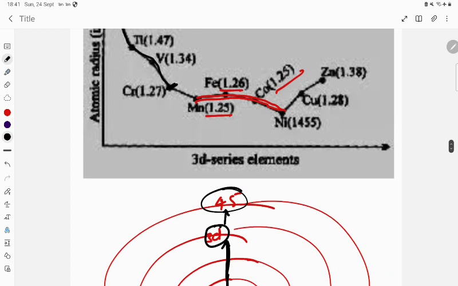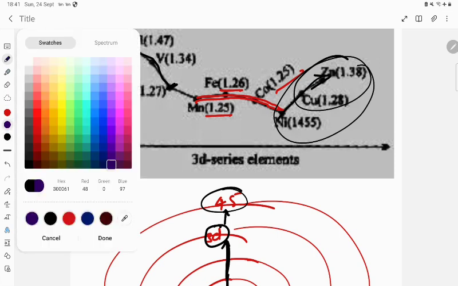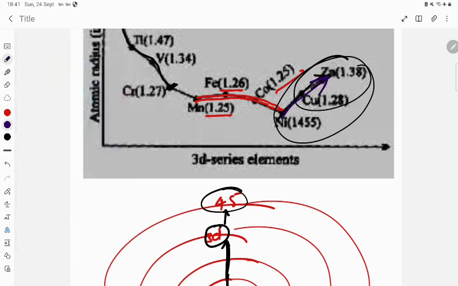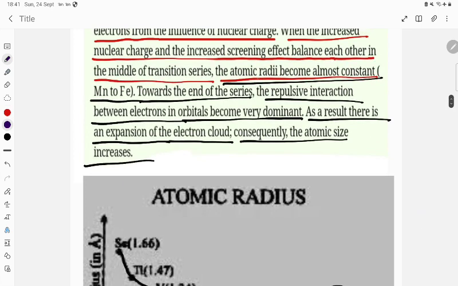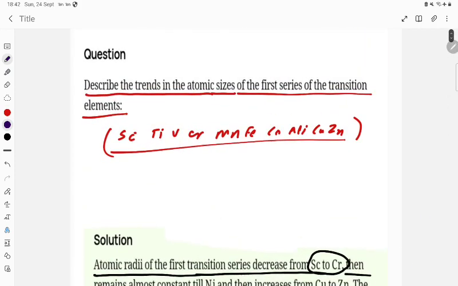Now here you see nickel, copper, zinc, it keeps on increasing. The reason behind this increase, what we can write, is that the 3d orbitals are completely filled, so now there will be interelectronic repulsion. Towards the end of the series, the repulsive interaction between electrons in the orbital becomes very dominant, repulsion because of the pairing of electrons. As a result, there is expansion of the electron cloud. Consequently, the atomic size increases. So this is all about the variation.